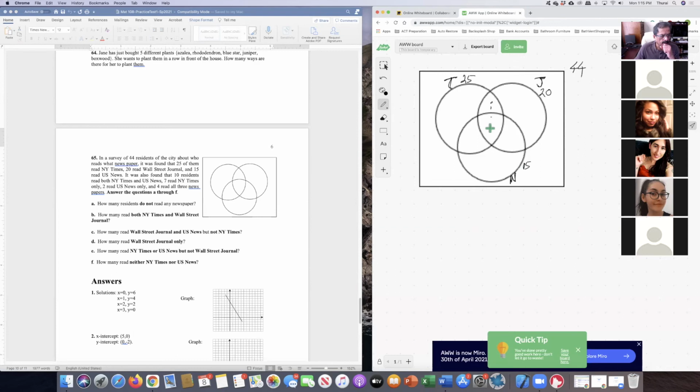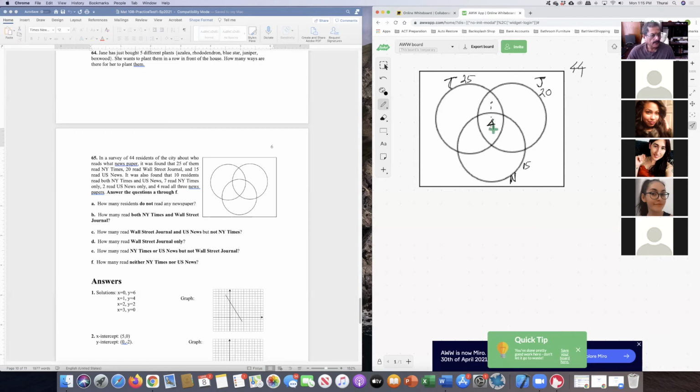7 will read New York Times only, and 2 will read US News only. 4 will read all three. That's the number I need. 4 read all three newspapers. So that number 4 goes here, for all three newspapers.